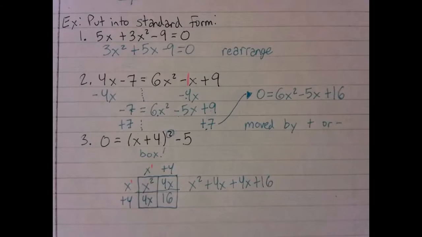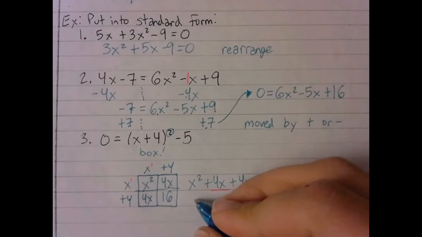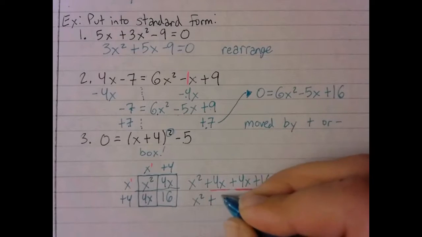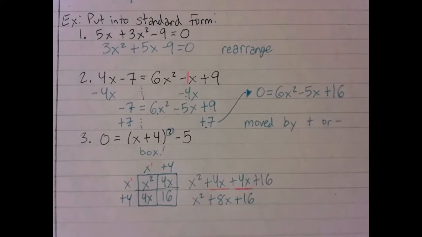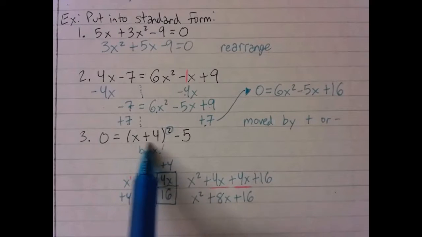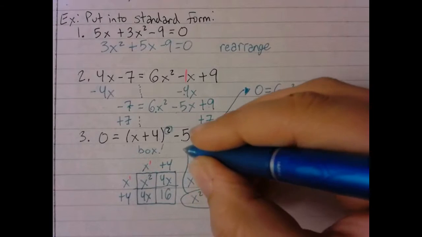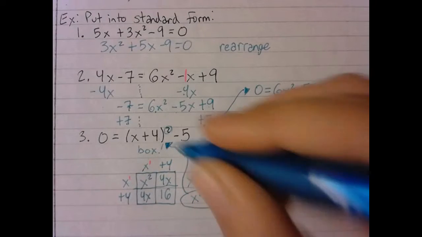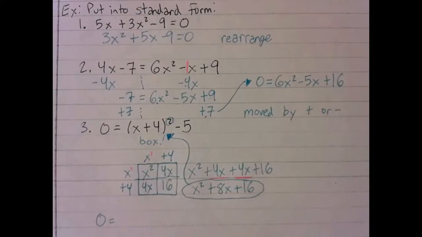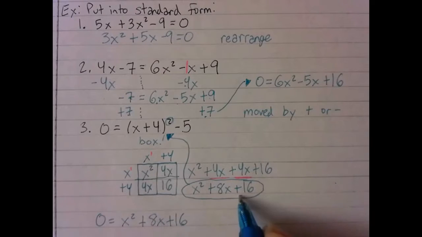Well, we need to combine some like terms. Those are like terms, so we get x squared plus 8x plus 16. But be careful, don't stop there. Don't think, oh, we're done. That was just this part of the equation. So we're going to take this and plug it back in for what we had here. So 0 equals, but instead of x plus 4 quantity squared, we just found out that is this: x squared plus 8x plus 16.